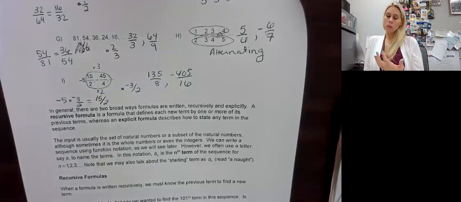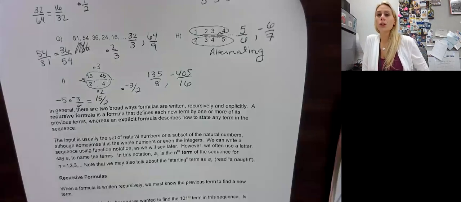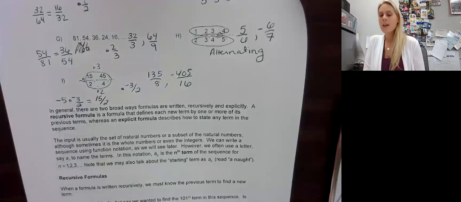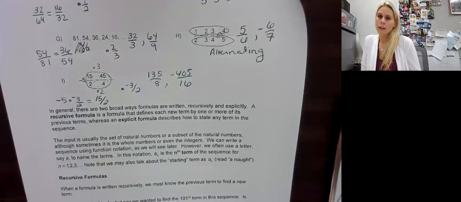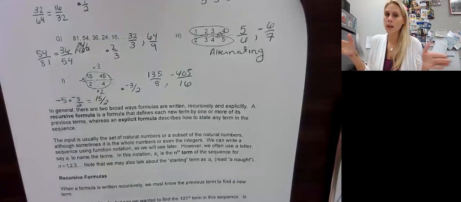Now, of course, with recursive, if I asked you to find the 100th term, you would need the 99th term to find that 100th. Well, to find the 99th, you need the 98th. That is the problem with recursive: it uses the term before the one you want. So if it's a large value, you might not want to.